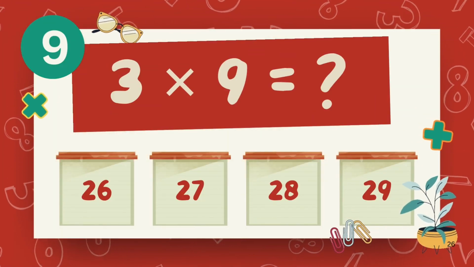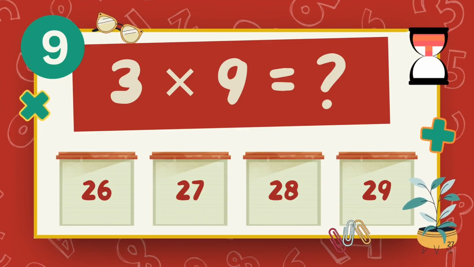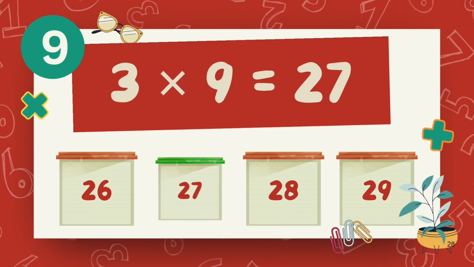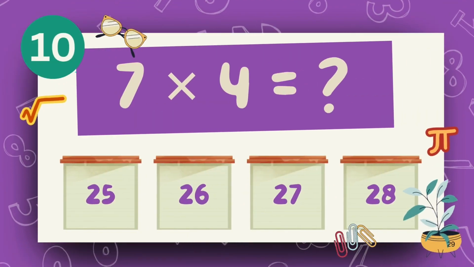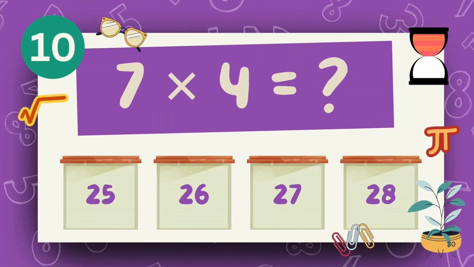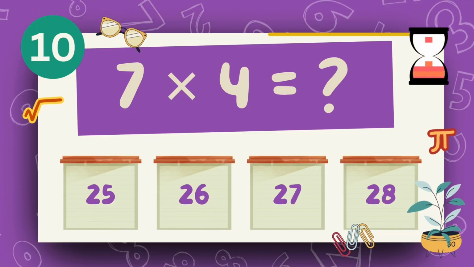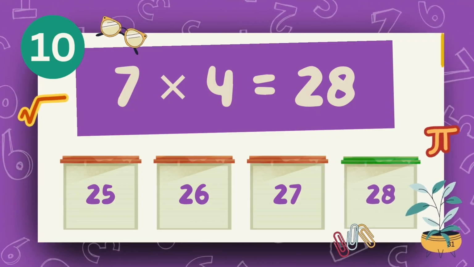What is 3 times 9? The answer is 27. What is 7 multiply 4? The answer is 28.